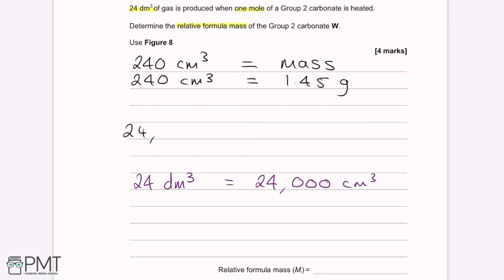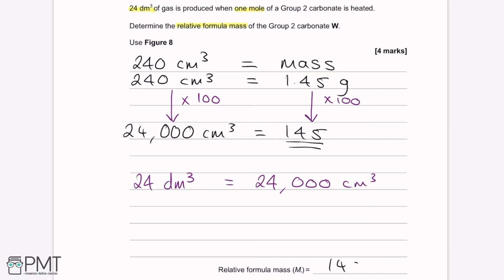We now want to find... 24,000. So what we've done there is we've timesed that value by 100. So we now want to times this value by 100. And that is going to give us 145. Now notice in the question it says 1 mole of a group 2 carbonate. Okay, so that means that our answer for the relative formula mass is just 145.